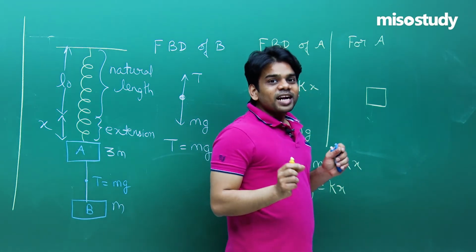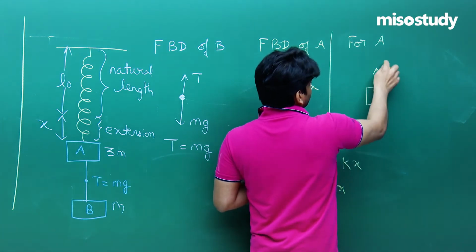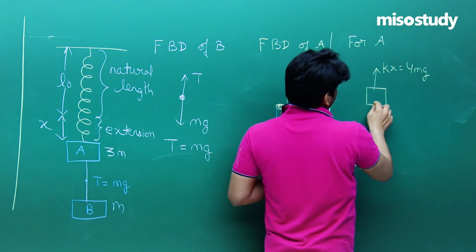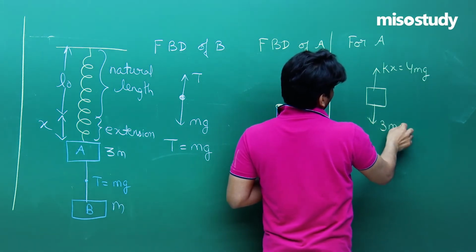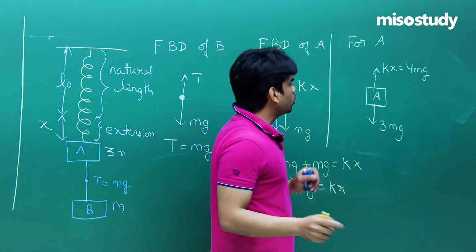The forces that will be acting, try to understand. First of all, kx was acting upwards, and kx is equal to 4 mg, that's acting upwards, and 3 mg will be acting downwards. This is what we know about A. String is cut, tension has got no role to play.